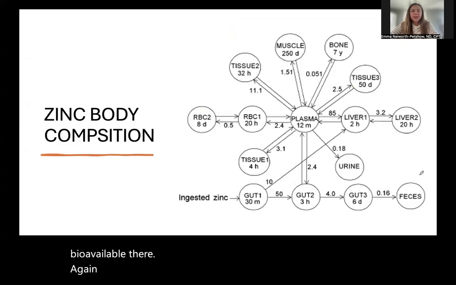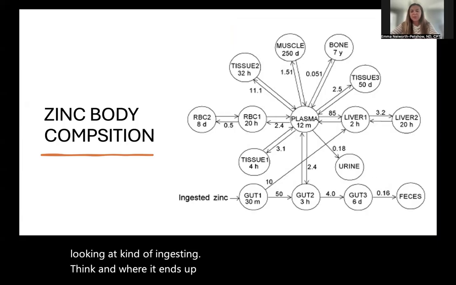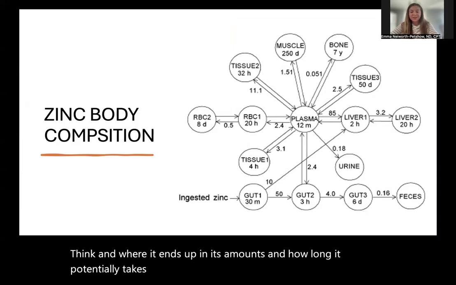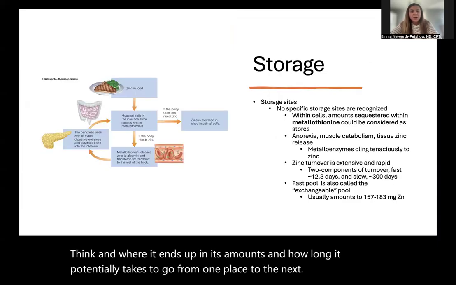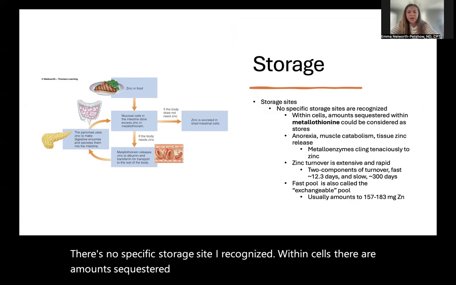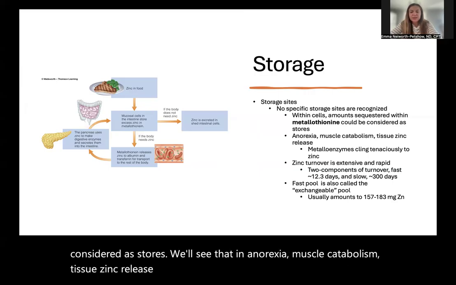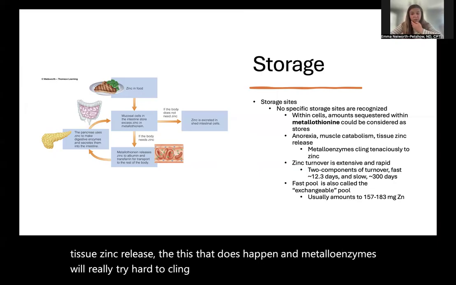Again, another image looking at the zinc body composition when looking at kind of ingested zinc and where it ends up in its amounts and how long it potentially takes to go from one place to the next. There's no specific storage site I recognized. Within cells, there are amounts sequestered within metallothionein, which could be considered as stores. We'll see that in anorexia, muscle catabolism, tissue zinc release does happen, and metalloenzymes will really try hard to cling to zinc as much as possible.